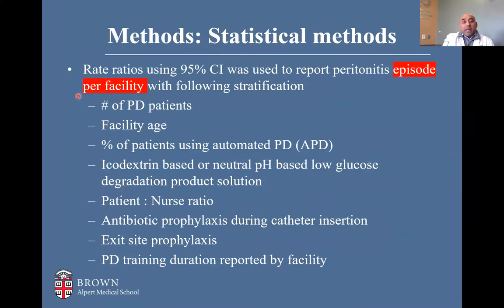Now, statistical method. They used rate ratio with 95% confidence interval for reporting peritonitis episodes per facility, with facility characteristics as listed: number of patients in the facility, how long the facility has been in operation, percent of patients in the facility using APD, whether that led to increased or decreased chance of peritonitis, use of icodextrin or use of a neutral pH and low GDP solution, patient to nurse ratio, whether that led to any significant increase or decrease in risk rate ratio, antibiotic prophylaxis duration during catheter insertion, exit site prophylaxis, and PD training duration by facility. So these were the facility characteristics they looked at and reported individually, and the way of reporting was rate ratio with 95% confidence interval.